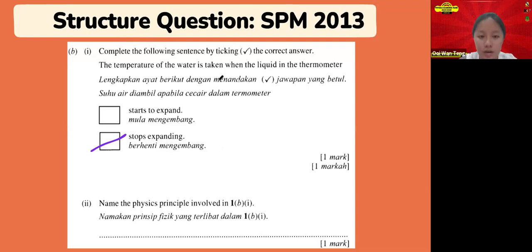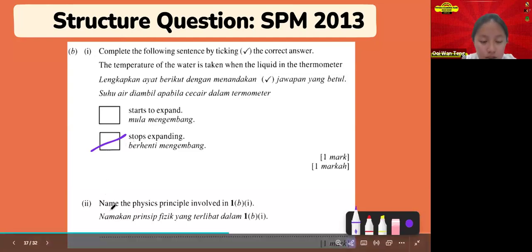So when you want to know the temperature of the water, you take the temperature when the liquid in the thermometer stops expanding, because the water and the thermometer have the same final temperature, so you can know the actual temperature of the water.